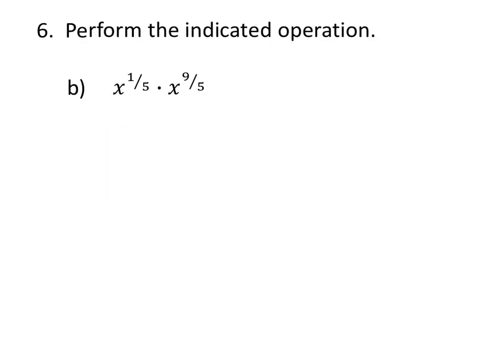When multiplying two expressions with the same base, we add the exponents. So we're going to have x raised to the 1/5 plus 9/5. When we add exponents, we want to make sure that we have common denominators, which in this case we do.